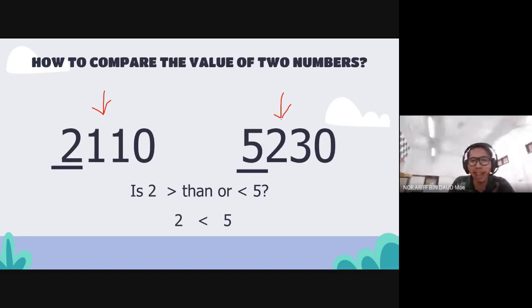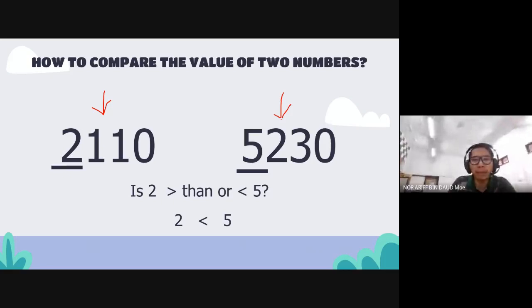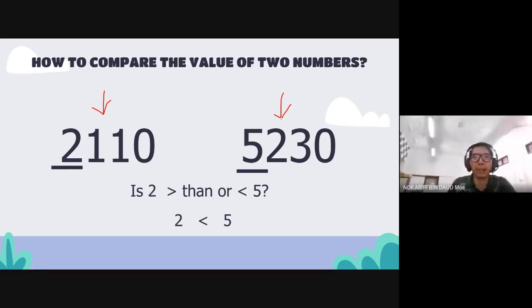So the answer will be like this: 2,110 is less than 5,230. Okay, this is the way how you compare the numbers.